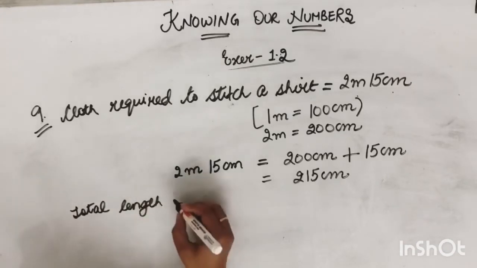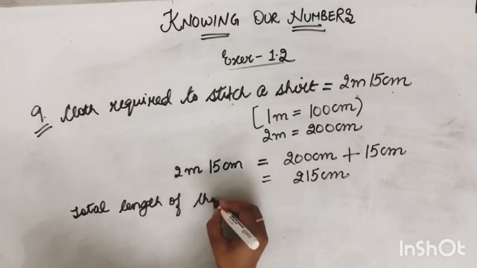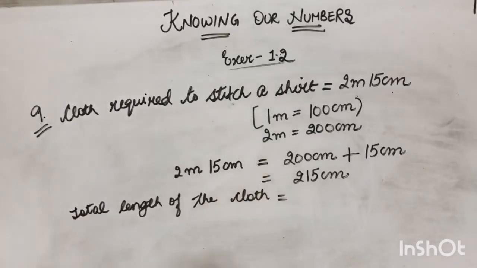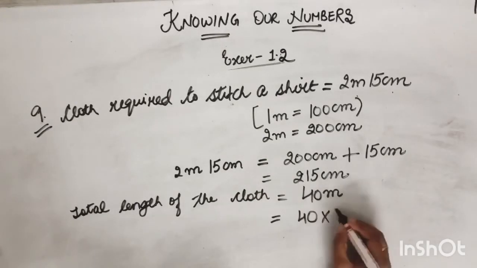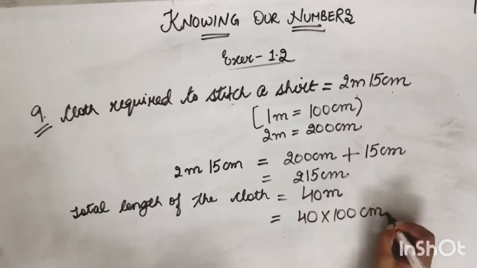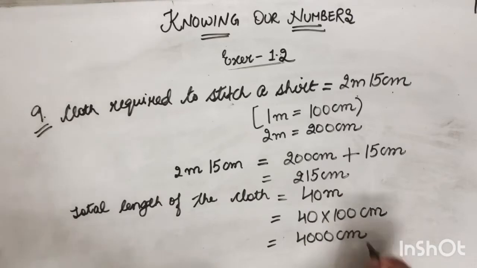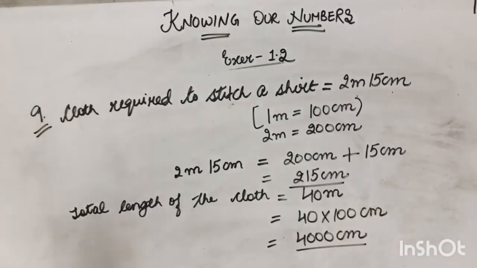Next is total length of the cloth. 40 meter. 40 meter will become 4000 centimeter. Now what you have to do? You have to divide both the numbers.